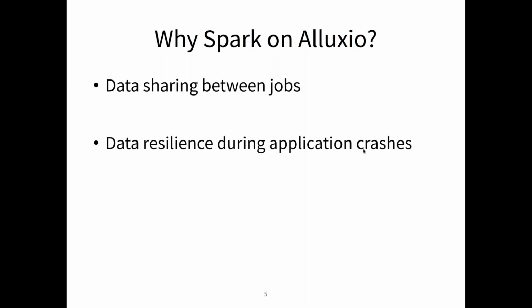We'll go through this with more details later. So the next part is the data resilience during application crashes. Especially in a lot of cases, people are developing their applications. Sometimes they have bugs or they have issues in their runtime, so the Spark jobs can fail and crash, and they lose their intermediate results.